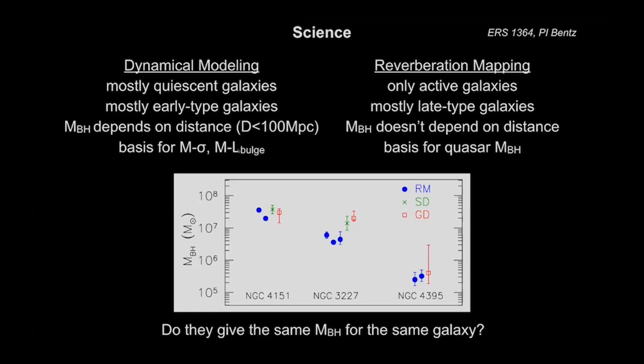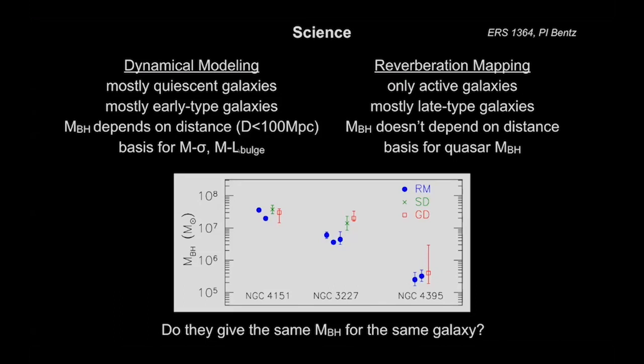So reverberation mapping gives us the basis for black hole masses in quasars at a variety of redshifts, including those quasars that we find out at redshift 7, where we're trying to understand how black hole masses have gotten so large in such a short amount of time in the universe's history. But so far, we haven't really been able to test and make sure that the techniques that we're using to get black hole masses at cosmological distances are really on the same mass scale as the black hole masses that we get for nearby galaxies from dynamical modeling.